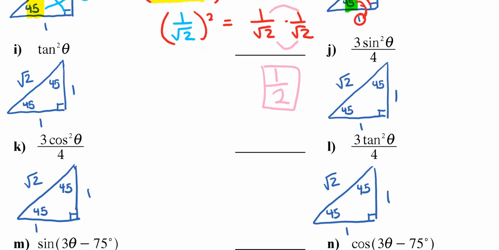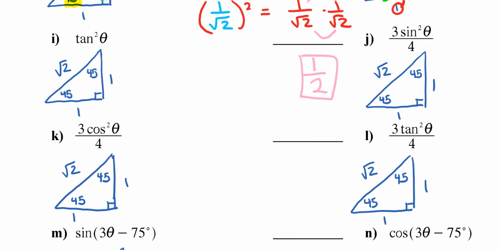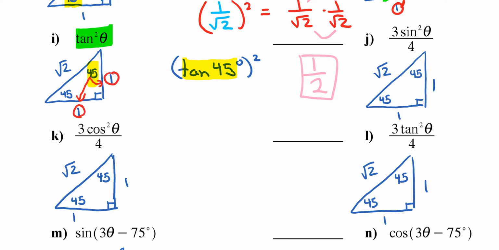Okay, let's go on to a few other ones. Tan squared theta. If I had to redo that, that's really tan 45 degrees, all raised to the power of 2. So ask yourself, what is tan 45 degrees? Well, pick any 45 degrees. The ratio for tan is your opposite over your adjacent. So here is my opposite, and there is my adjacent, right? So it's really 1 over 1. So 1 over 1 to the power of 2 is just 1. All right, so for letter I, the answer is simply going to be 1.